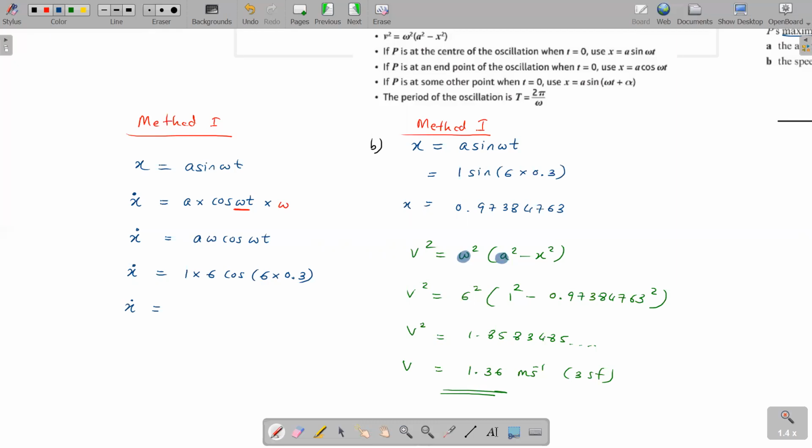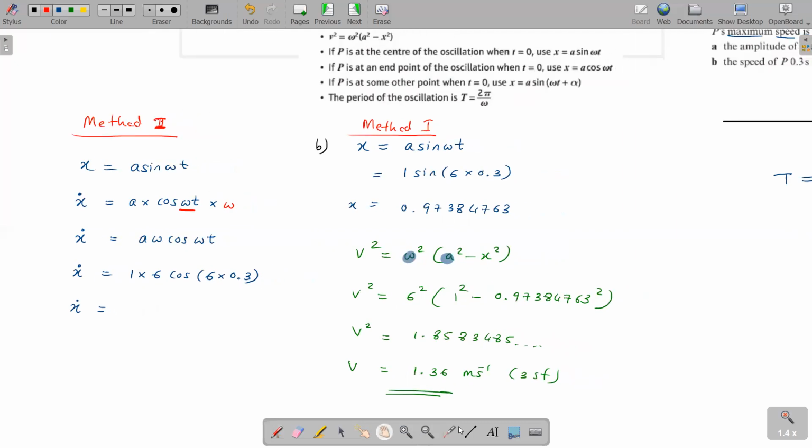So you can see in method 2, we can get the answer for the speed in one step: we differentiate and immediately we can get the speed. But in method 1, I had to go through 2 steps, right? I had to find x first and then substitute x into the equation to find the speed. So type the whole thing in the calculator and let's get the speed.